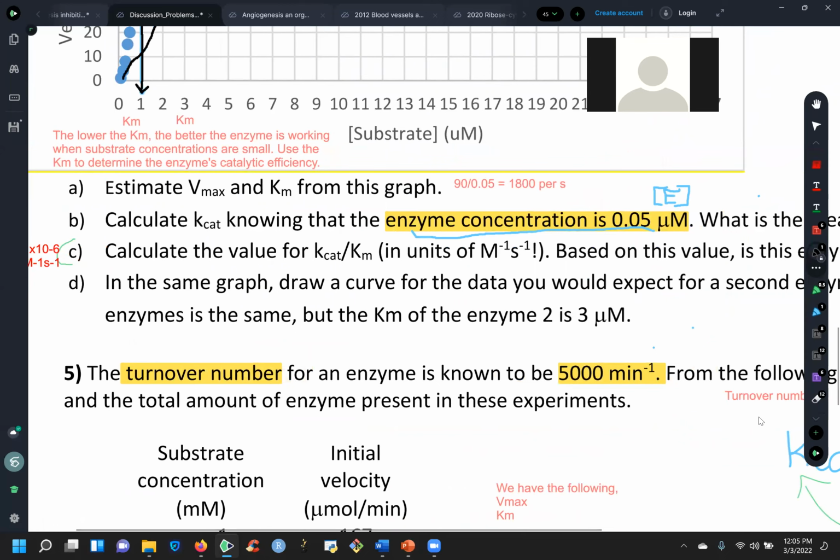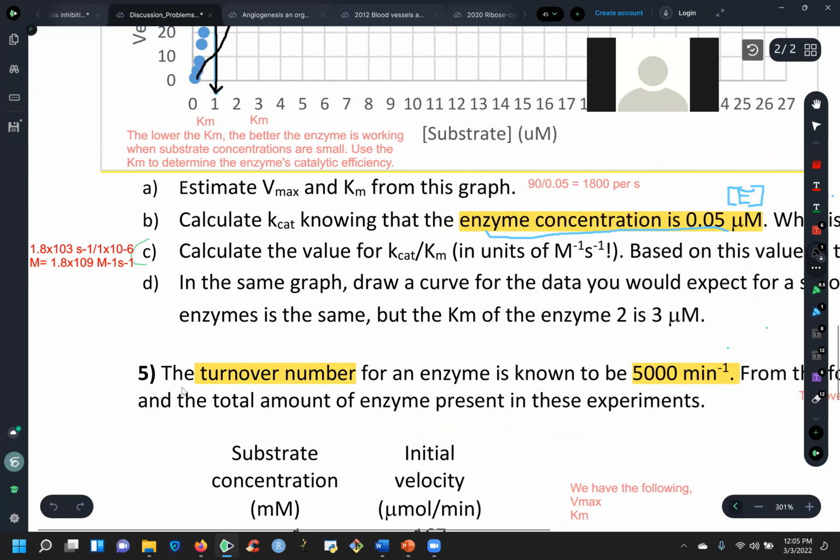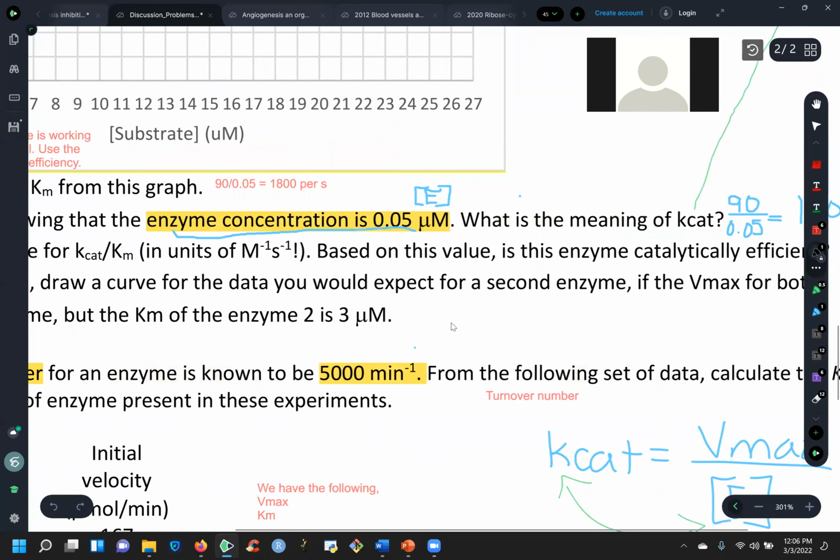Calculate the value for Kcat divided by Km. So they gave us a Kcat, which was 1.8 times 10 to the third per second, divided by Km, which was 1 micromolar, and they said 10 to the negative 6 in units of molarity per second. So basically, they wanted you to write it in scientific notation. So you have to be able to write it in decimal format, in this whole micro format, and then in scientific notation. So remember, micro is 10 to the negative 6. So just practice that if you haven't practiced it in a while, but it's really easy.